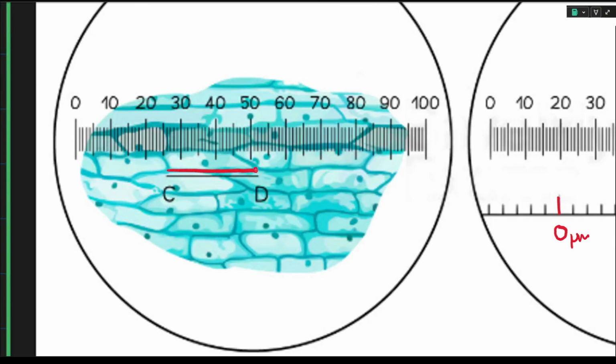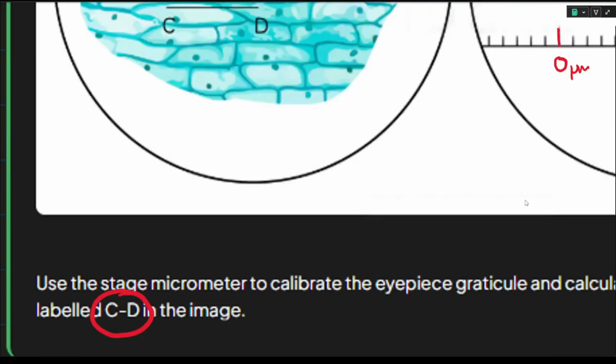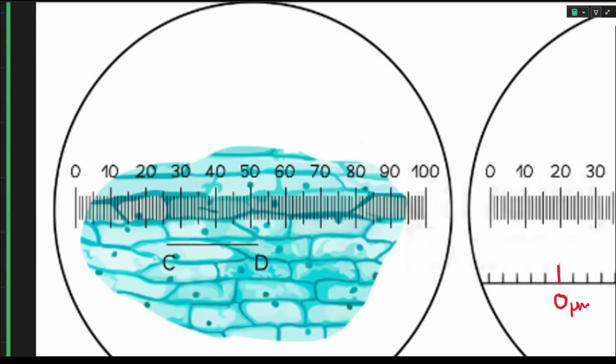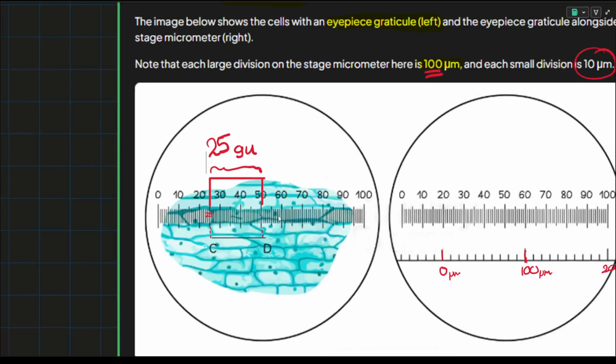So they're simply referring to this cell. Okay, that's the cell they're referring to. So cell CD starts from here and ends here. If you just see what that length is, how many graticule units do we have up to here? So here it's 25, 30, 35, 40, 45, 50. So how many graticule units, how many GUs? 25 to 50, that would be 25 graticule units. So the length of cell CD is 25 graticule units.